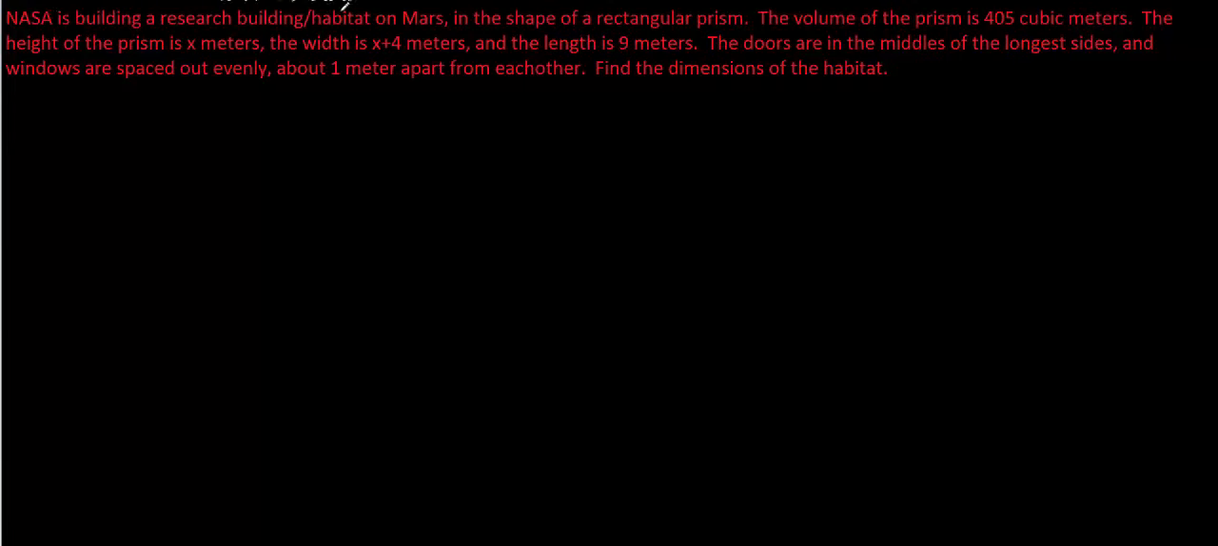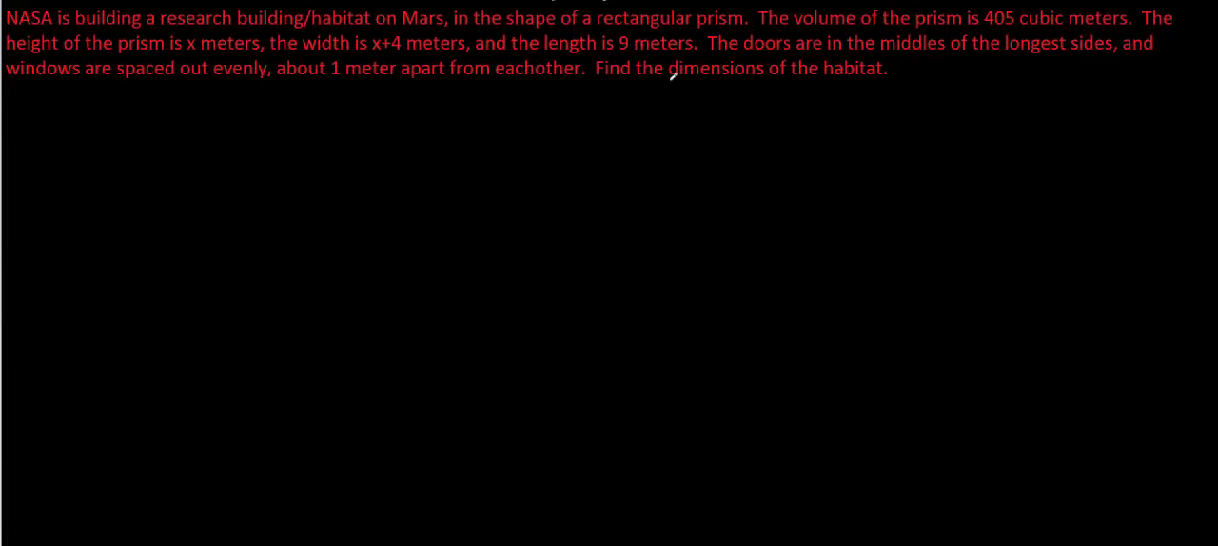It says NASA is building a research building / habitat on Mars in the shape of a rectangular prism. The volume of the prism is 405 cubic meters. The height of the prism is x meters, the width is x plus 4 meters, and the length is 9 meters. The doors are in the middle of the longest sides, and windows are spaced out evenly about 1 meter apart from each other. Find the dimensions of the habitat.